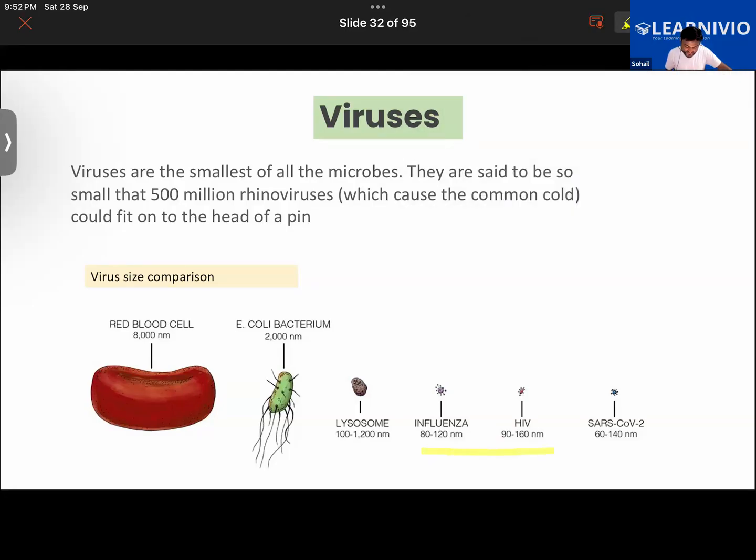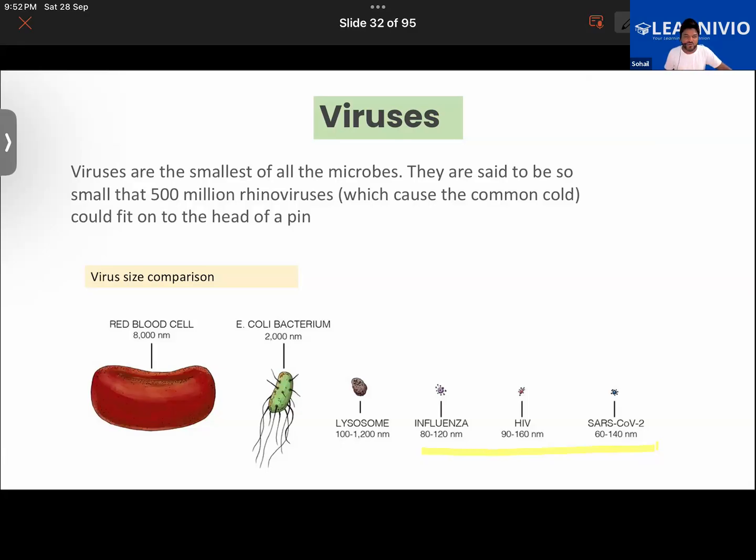All of these are the size of the viruses here, and how small they are as compared to the red blood cell or this bacteria. So, will it not be very easy for these viruses to go inside the red blood cell or inside this bacteria?